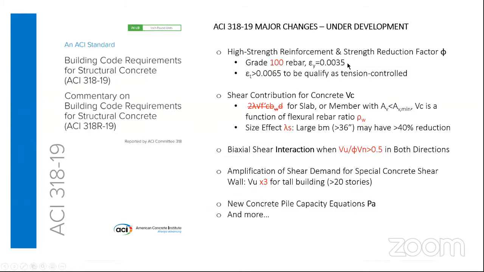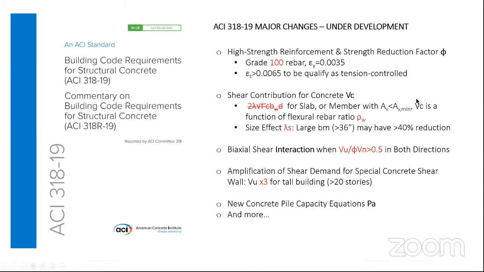because of that large strength difference, a lot of the requirements in terms of ductility and steel strength have to be modified accordingly to reflect that change. For instance, ACI now requires beams to be tension controlled, and the strain to qualify as tension controlled for grade 100 is 0.0065, which is a lot larger than the previous code requirement of 0.005. As you can see, the ductility requirement has become more stringent for a higher grade rebar.